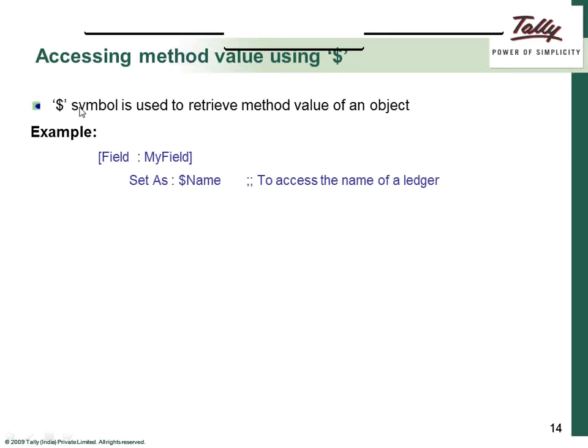$ is the symbol to use to retrieve the value of an object. We will be learning about object sets and collections very soon. This refers to the internal database value retriever. So please remember the special symbol. We will be using this symbol very frequently whenever we want the value from the database.